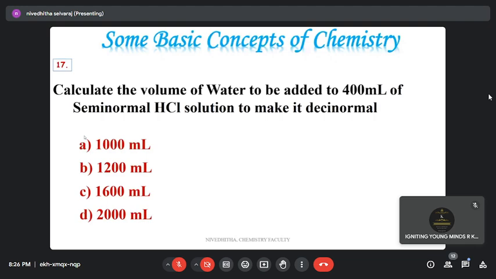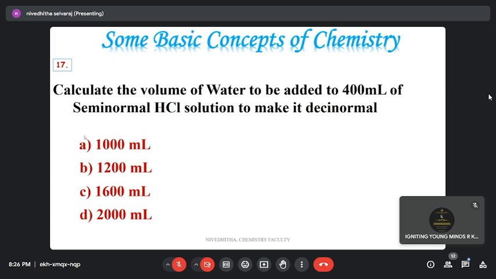Another way of preparing a solution is, we'll be having a highly concentrated solution itself. So from that stock solution, we'll be taking a particular quantity and we'll add water to it. Basically, we are diluting the solution to give another solution, right? So this question is basically the second category.